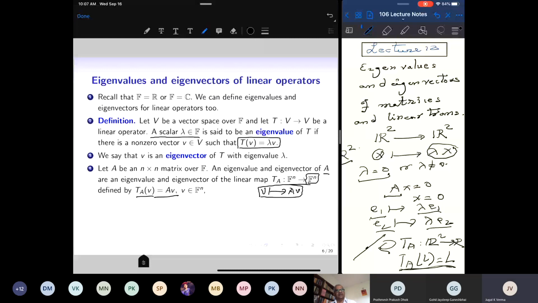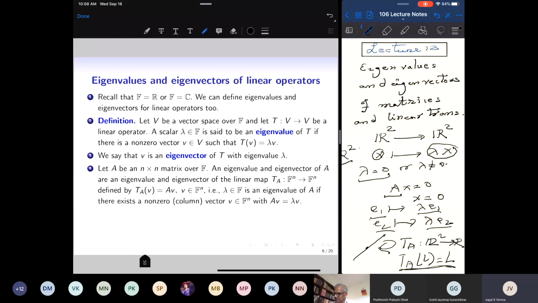We will see exactly. But if there is an eigenvalue, then we can reduce the problem of finding eigenvalues and eigenvectors of a linear transformation to that of a matrix. We can convert the problem for linear transformations to that of finding eigenvalues and eigenvectors of matrices. So the fundamental problem remains the same: given an n by n matrix, how to find its eigenvalues and eigenvectors. Eigenvectors have to be non-zero column vectors in Fn, with Av equals lambda v.